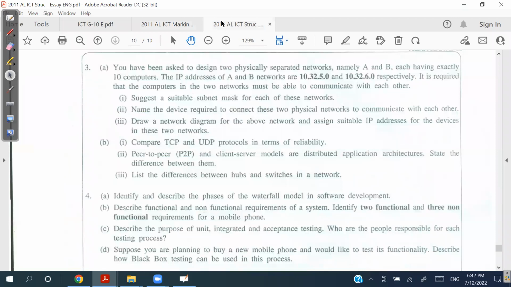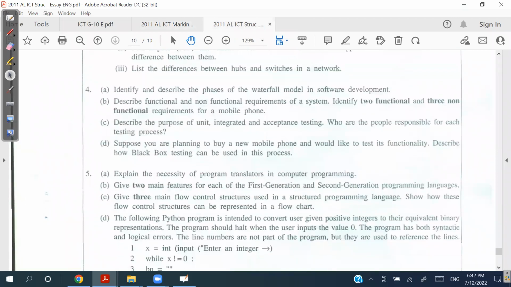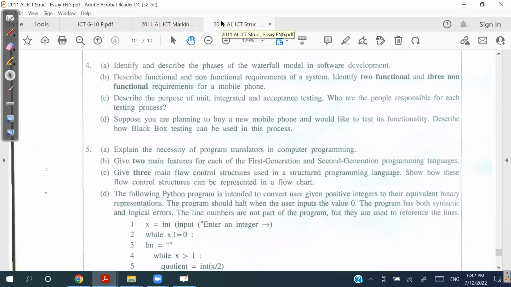And moving to the 4th question. Anyone who has done the 4th question? Okay. In the 4th, they're asking to identify and describe the phases of the waterfall model in software development.